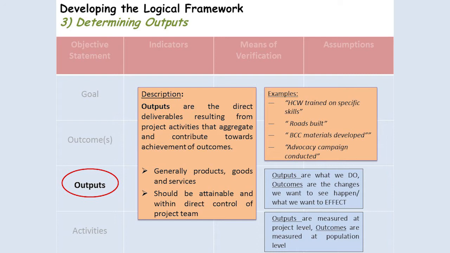So outputs are measured at the project level, and outcomes are usually measured at the population level. So that also helps define the difference in the two. So some examples of output statements: healthcare workers trained on specific skills, roads built, BCC materials developed, advocacy campaign conducted. So you can see the difference between output statements and outcome statements there.